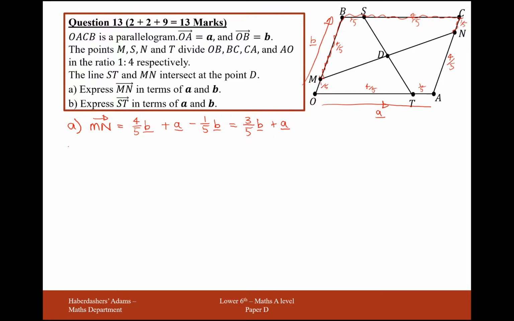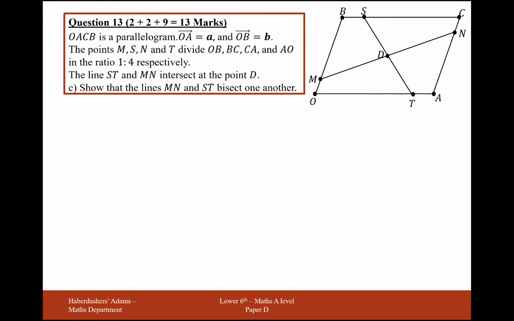Okay, great. Part b, find the vector from S to T. So we're going to do this in a very similar way. So we're going to start at S. Let's work along 4/5 of a, and then down b, so take away b, and then back a 5th along a, so take away a 5th a. So simplifying this, we're going to get 3/5 a minus b.